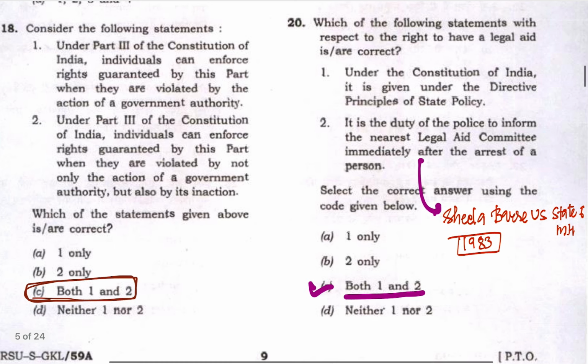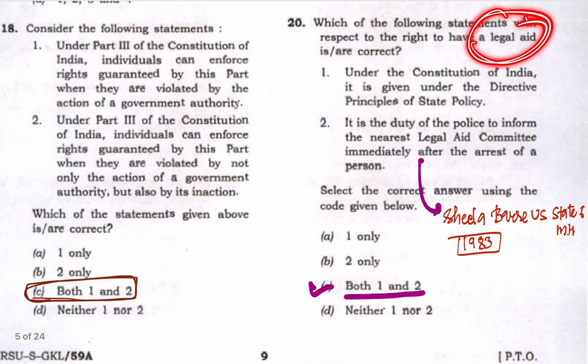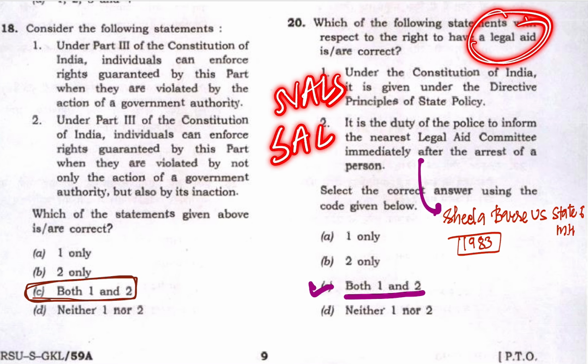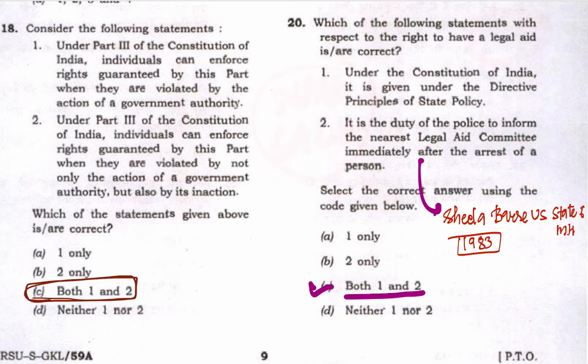Now this is important about the legal aid system. So we have NALSA, we have SALSA, right? National Legal Services Authority. So what happens under this, whenever a person gets arrested, it's a duty upon the police to inform the nearest legal aid committee immediately after the arrest of the person, right? So that the concerned person can seek legal advice or legal help, right? So both of these statements are correct.